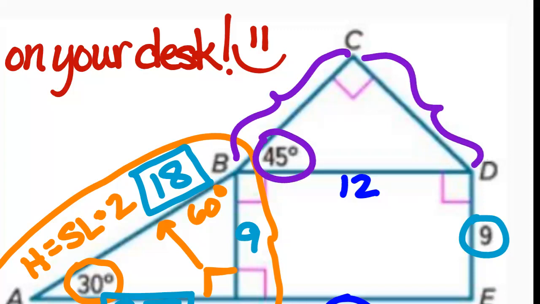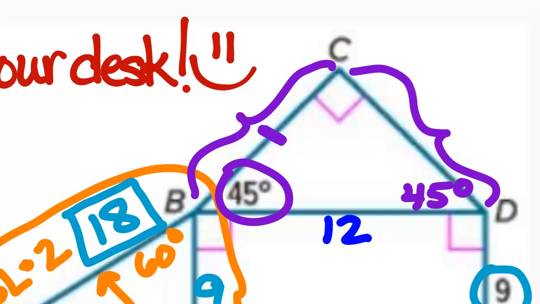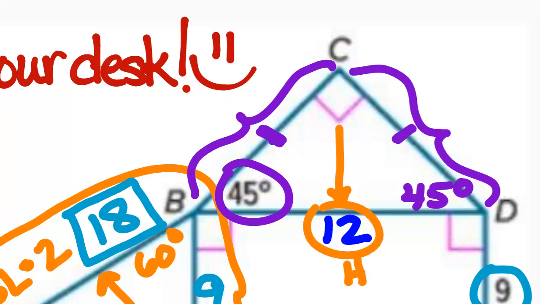And I notice this is 45 here and 90 right here. So this is a 45, 45, 90 triangle. Which means what about the relationship between BC and CD? They do not add up to 12. They're congruent. Yes, good answer. They are congruent to each other. In a 45, 45, 90 triangle, the legs are congruent. The 12 would have to be the hypotenuse because it is opposite that right angle.